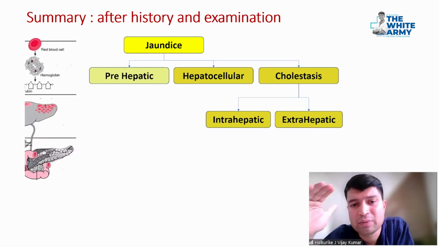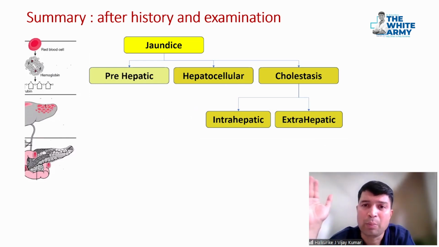So, where is the pathology? Whether it is a prehepatic pathology, hepatocellular jaundice, or cholestasis. Based on the history and examination, at the end of history and examination, we should be able to answer this question. If we're not able to answer this question, again, we have to revise our history and examination skills.